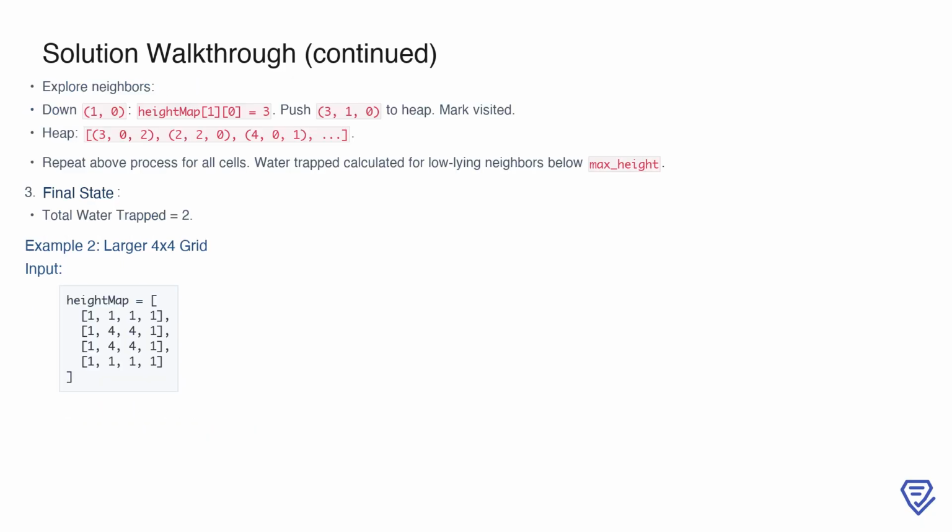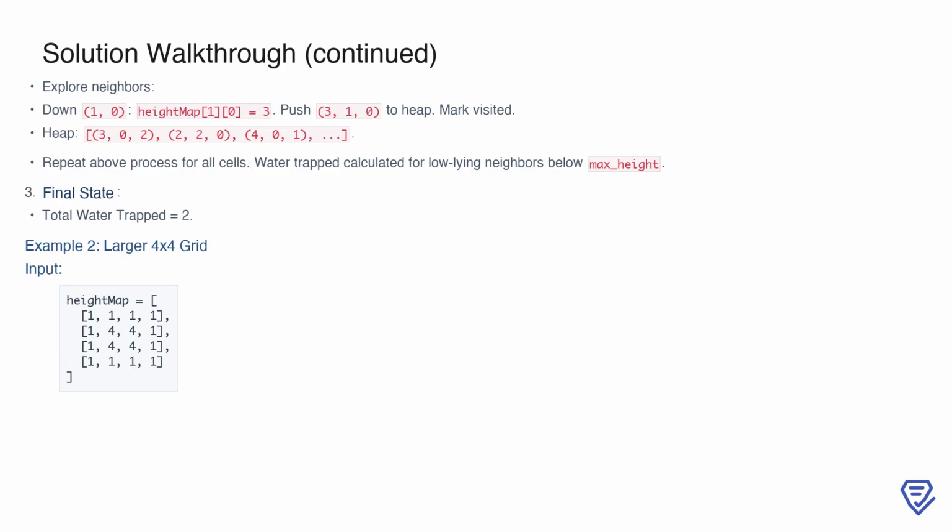When processing the neighboring cells, we look for unvisited cells and calculate whether water can be trapped based on their heights. For example, the neighbor below, (1, 0), has a height of 3. Since this height is greater than the current max_height of 1, no water is trapped, but we update the heap with this cell and mark it as visited.